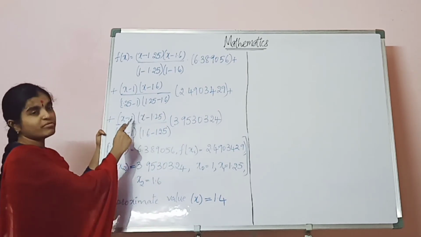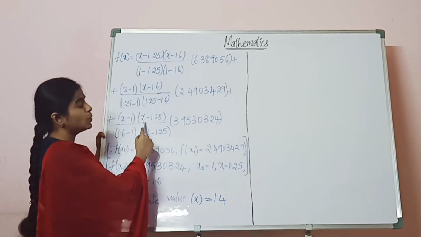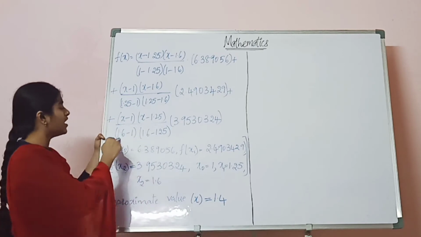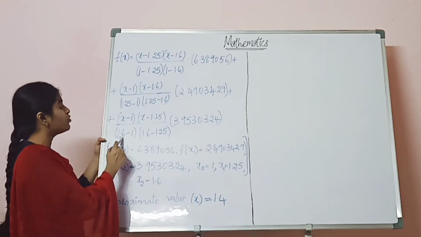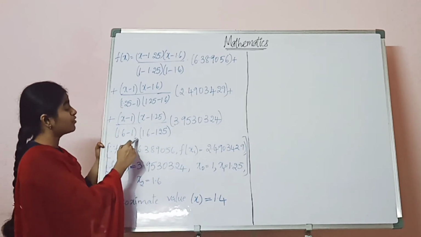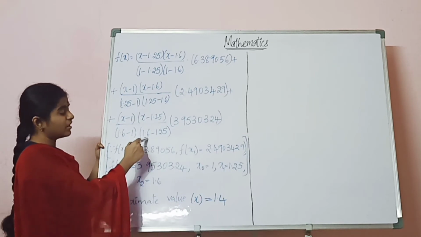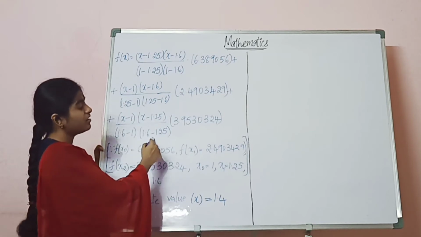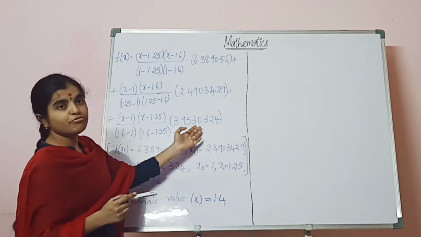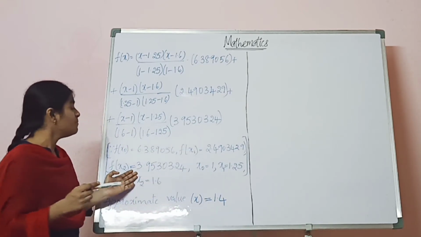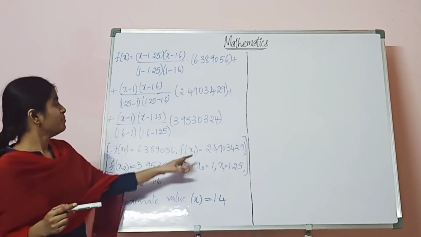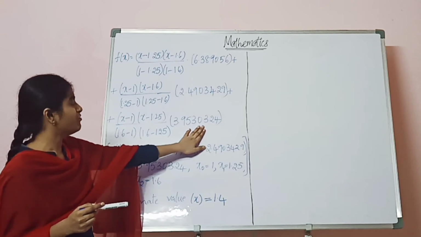What is the x naught value? 1. So x minus 1 into x minus x1, 1.25, the x1 value, by x2 minus x naught. What is x2 here? 1.6 minus x naught, into again x2 minus x1, 1.6 minus 1.25, into f of x2. What is the f of x2 value here? 3.9530324. So we are taking the f of x2 value here.